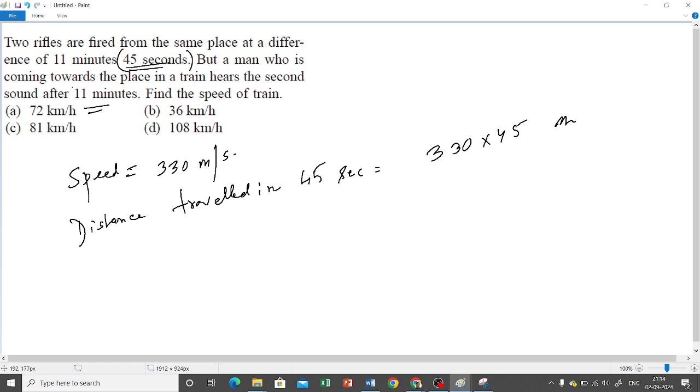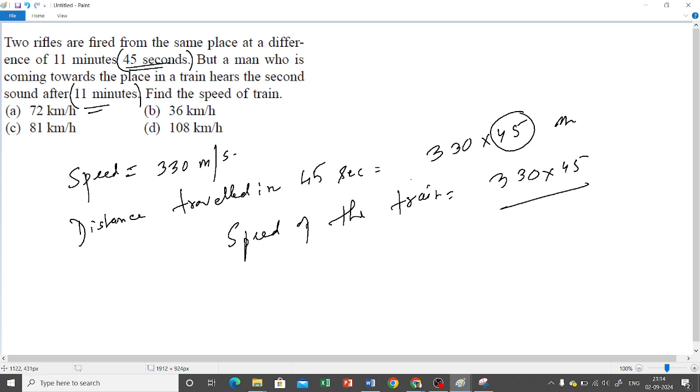Now see the train. So the sound has traveled this much distance and the train has traveled this much distance. I mean the sound has traveled for 45 seconds and the train has traveled for 11 minutes. So what is the distance covered by the train in 11 minutes? So okay, the speed of the train is going to be 330 into 45 divided by the time for which it has traveled. So 11 into 60.